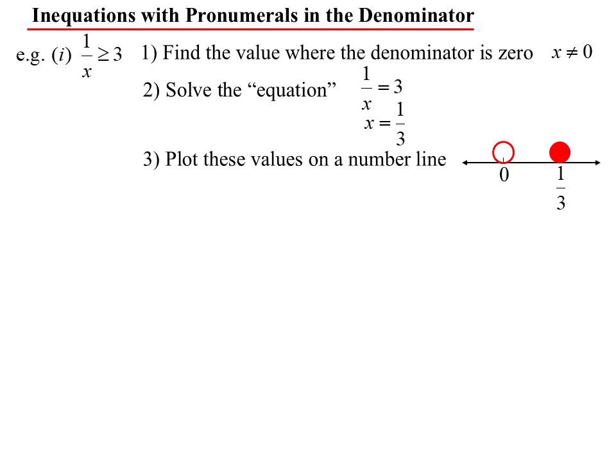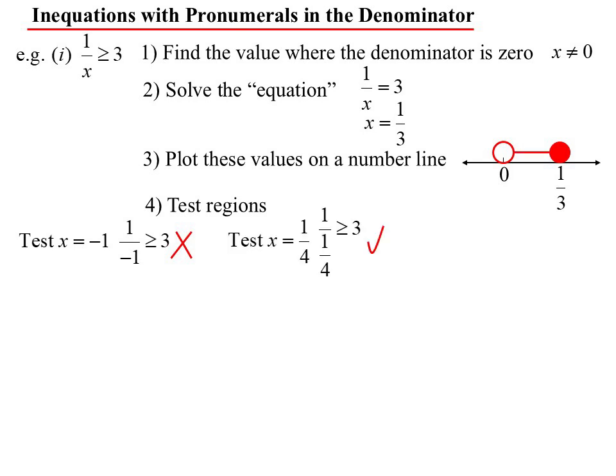Plot them on the number line, but remember, 0 is not included, 1/3 is, because it was greater than or equal to. And then I just have to test regions. I wouldn't necessarily write this down, you're probably doing it in your head, but I'll test x equals -1. If I sub that in, is -1 greater than or equal to 3? No, it's not. So that's not part of my solution.